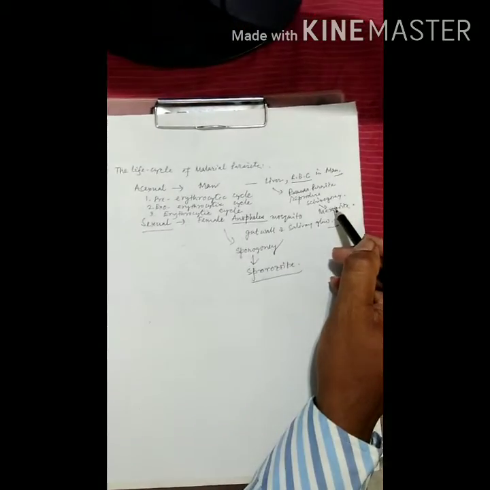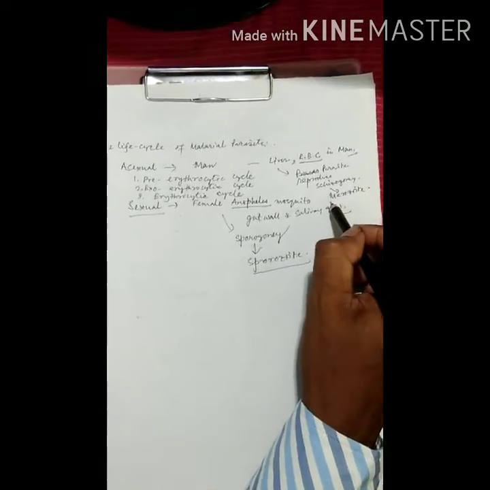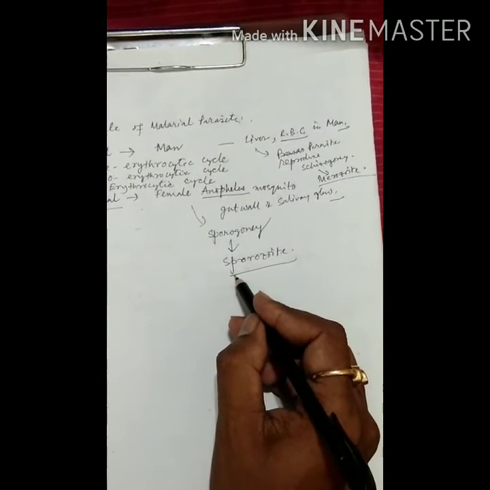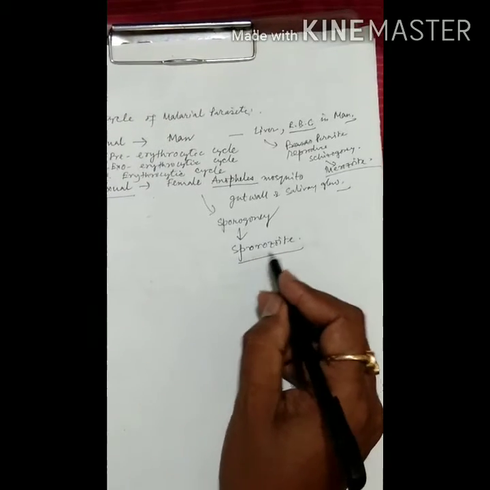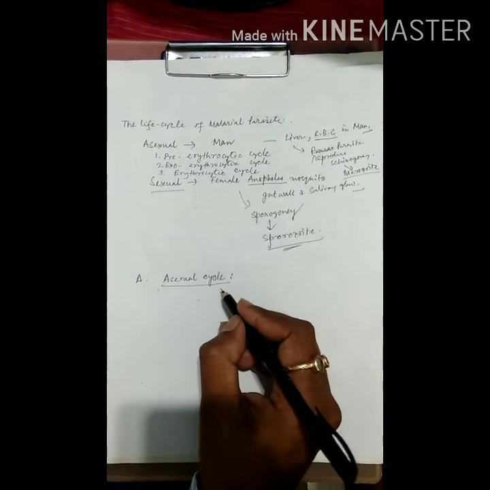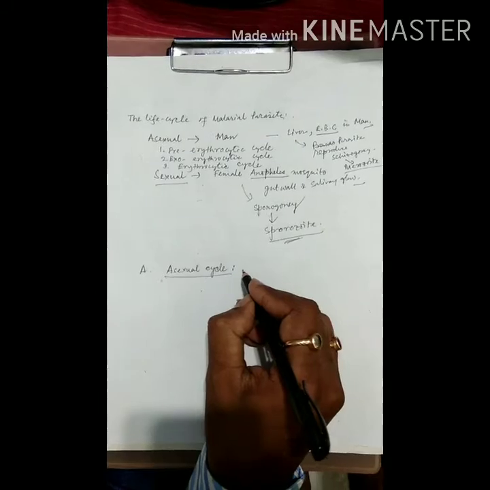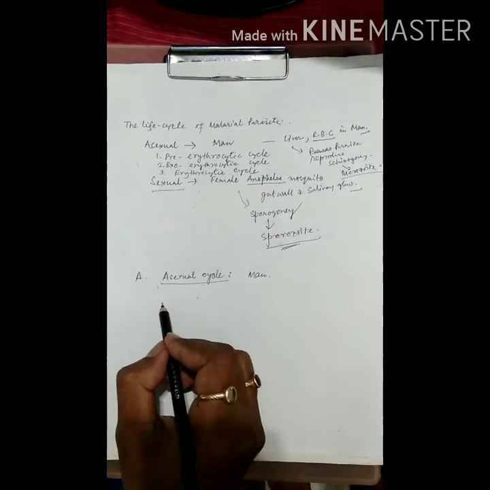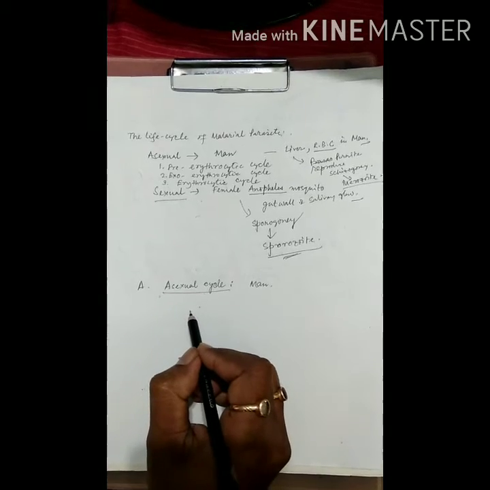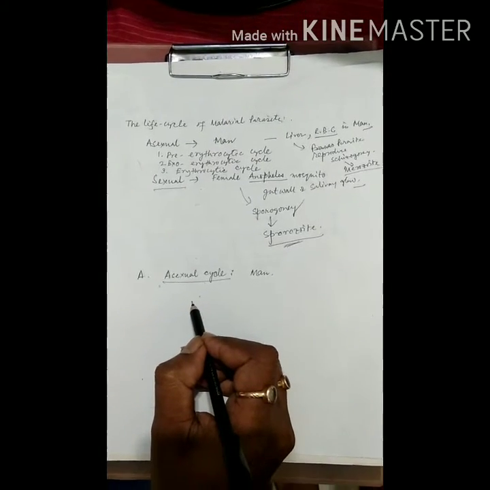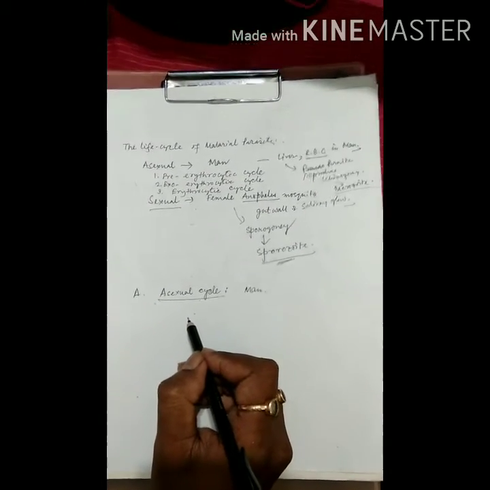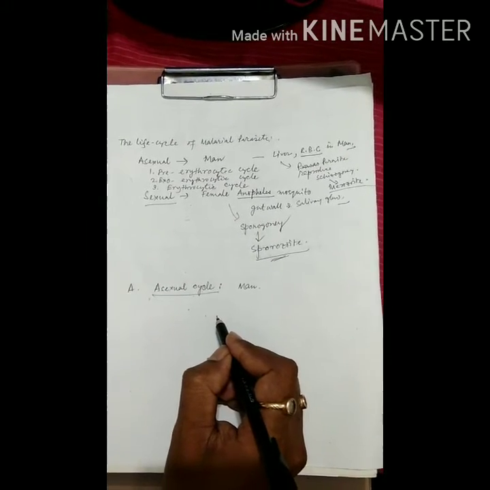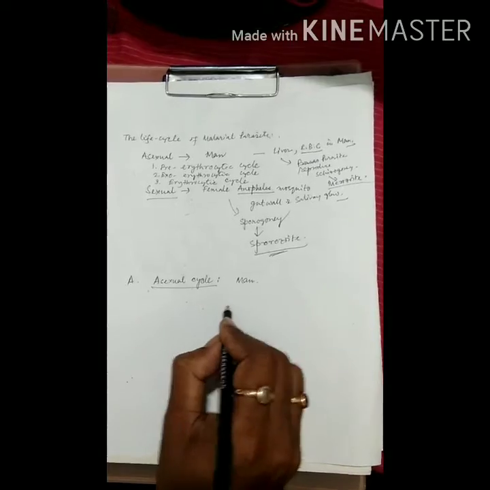The effective stage of the parasite is called the merozoite. In the sexual cycle, the infective stage of the parasite is known as the sporozoite. Now, the asexual cycle takes place in the human body, when the parasites, that means the sporozoites, are inoculated into the bloodstream of man by the bite of the infected female Anopheles mosquito.